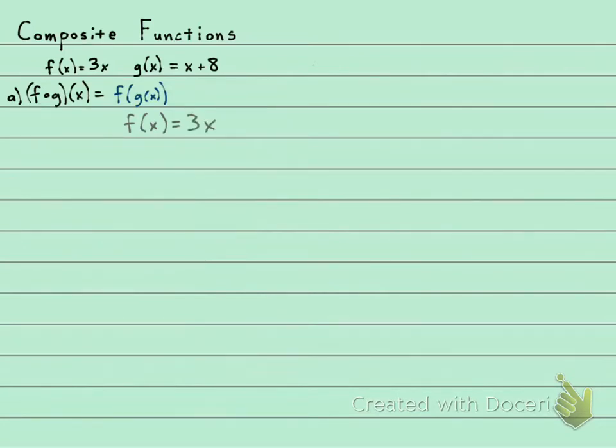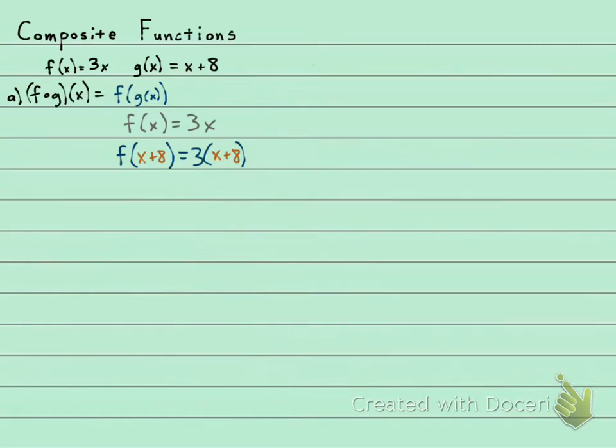Now if I want the f of g of x, I want the f of, what's the g of x? X plus 8. So I want the f of x plus 8. And everywhere where I see an x, I'm going to plug in x plus 8. So the f of x plus 8 equals 3 times x plus 8.